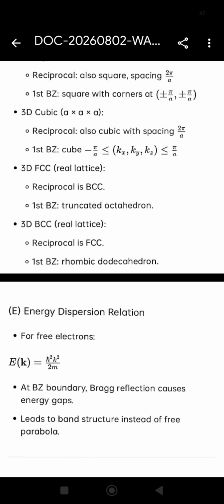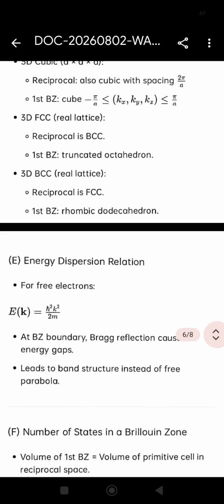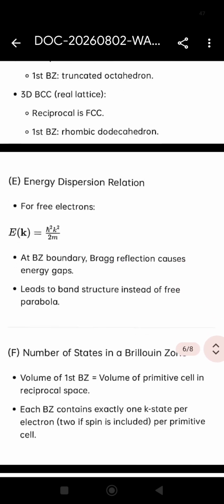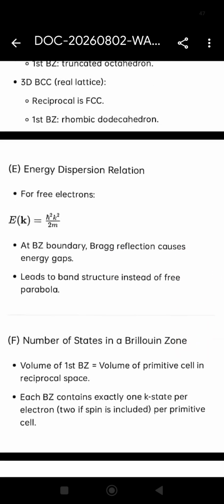In 3D, for a face centered cubic real lattice, the reciprocal is BCC. The first Brillouin zone is a truncated octahedron. Third, for a BCC real lattice, the reciprocal is FCC. The first Brillouin zone is a rhombic dodecahedron.